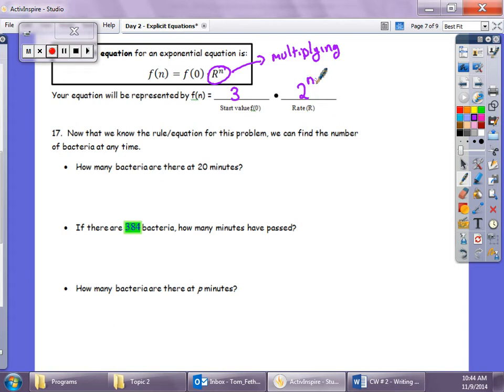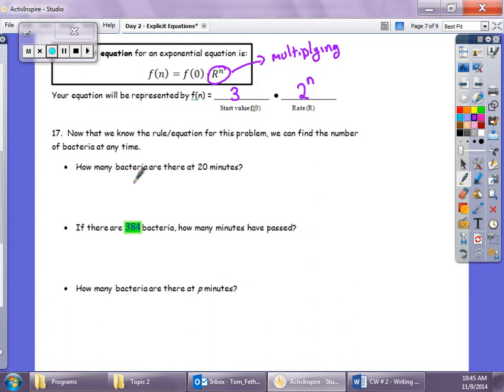We could do it 1 time. We could do it 20 times, which is actually what the next question asks us to do. So that's why we have this n, because we don't know how many times we want to multiply the 2. But we're doing 2 times 2 times 2 times 2 times 2. Now, how many bacteria are there at 20 minutes?